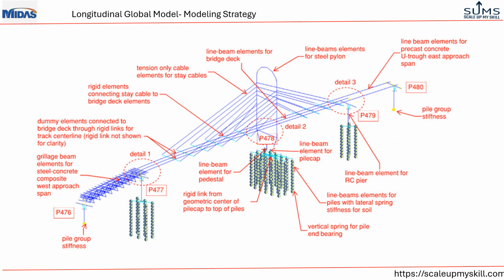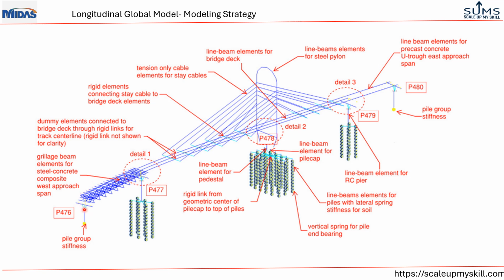This slide presents the modeling strategy of the longitudinal global model of the iconic Schonbridge. Here, the stay cable, as you see, is modeled as tension only elements. They are connected to the deck element using a rigid link. Deck element has section size similar to each segment details of the deck, and there are 2 lines as you see parallel to the deck center line. They represent dummy elements, and these dummy elements are basically the center line of the tracks.